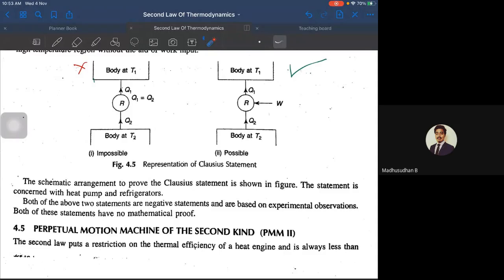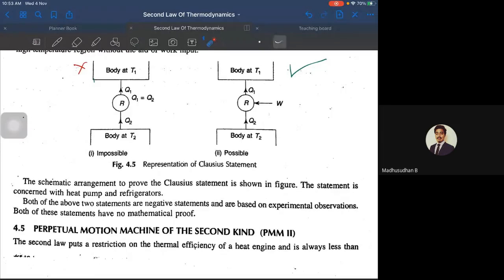You said that the Clausius statement is concerned with the heat pump as well as the refrigerator. So my question is, the Kelvin-Planck statement is concerned with which one? Since the Clausius statement is referred to the refrigerator and the heat pump, the Kelvin-Planck statement can be applied to which sort of device? Heat engine. Exactly, good. Now continue, Nishchit.